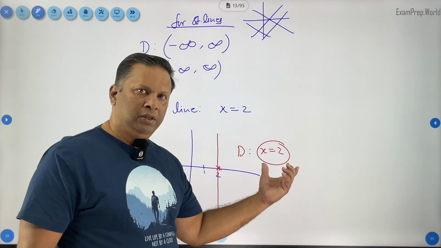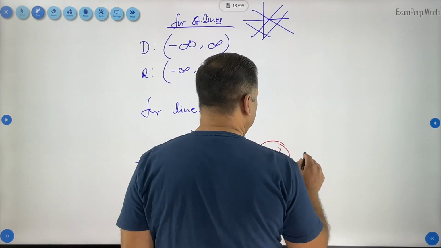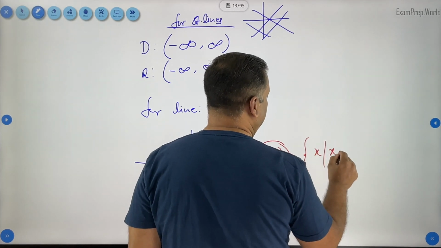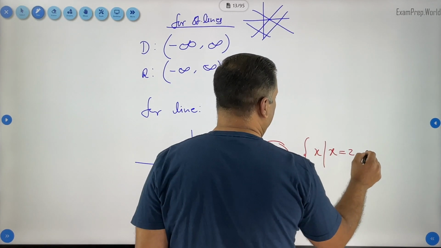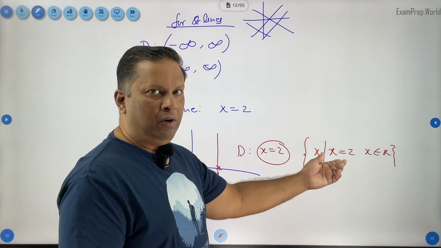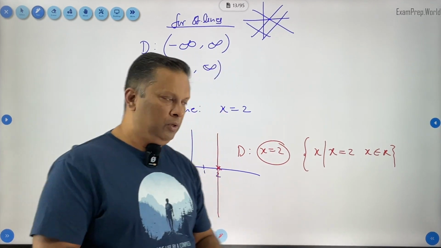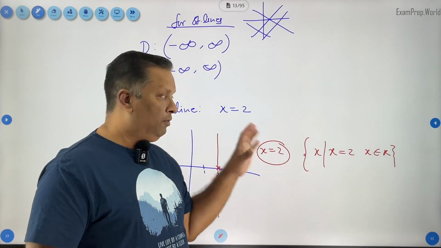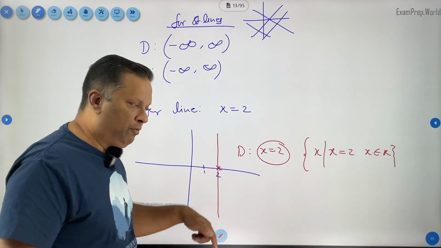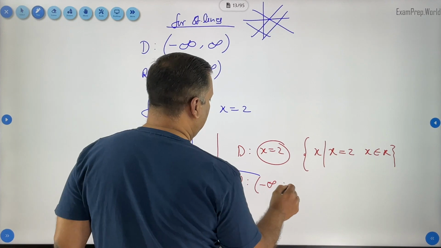So how do we write it? We can write in set builder form, right? We will write it like this. Domain is x such that x is equal to 2 and x belongs to real numbers. So this is a set of all real numbers where x belongs to the set. Okay. So this is how you can write the domain. And what about the range of this? You can go up to positive infinity and go up to negative infinity. So the range of this is negative infinity to positive infinity.